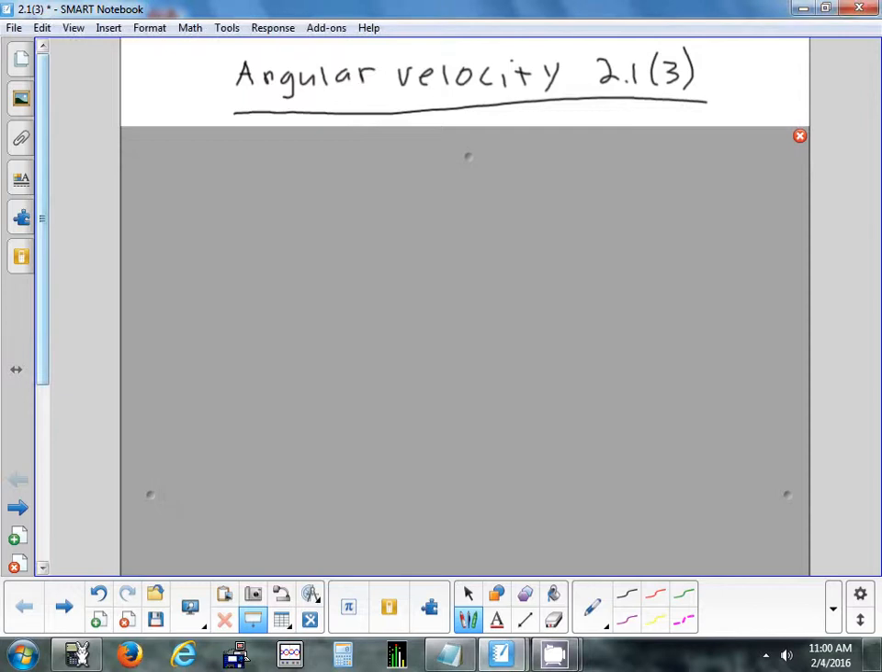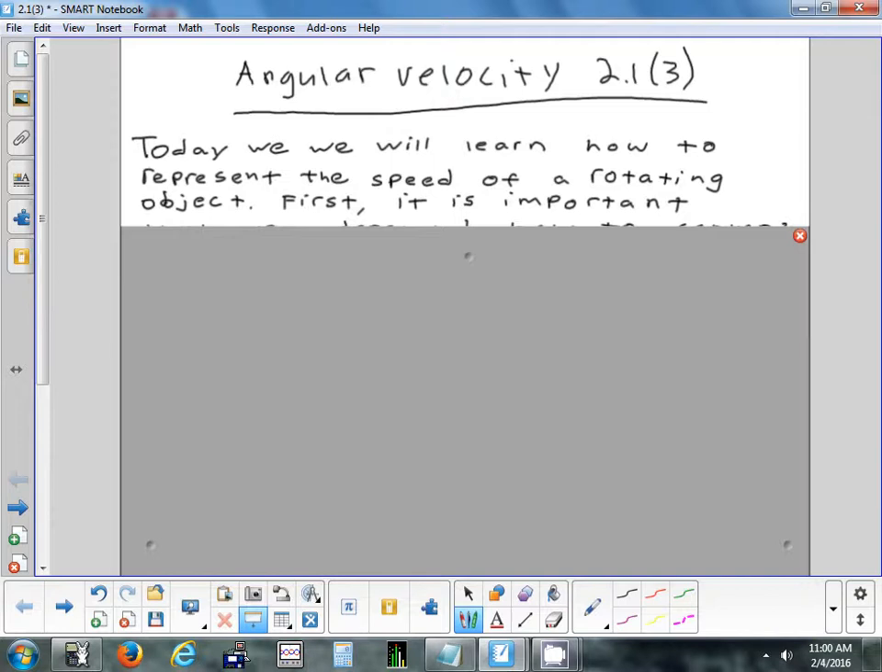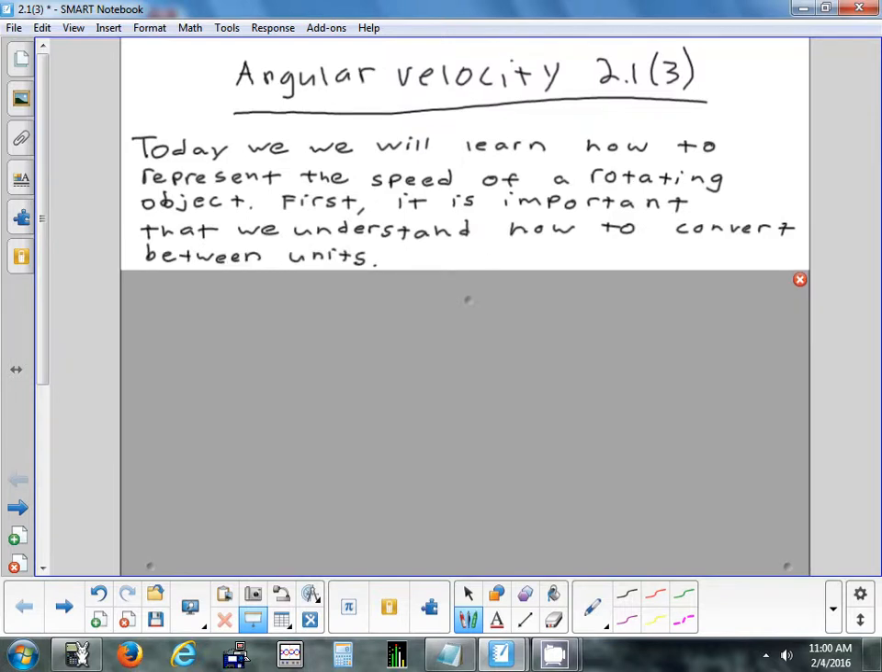All right, so for our last topic this week, we're going to stay in section 2.1, and we're going to look at what's called angular velocity. The idea of angular velocity is that it measures the speed of something, but it doesn't measure the speed of something traveling straight.